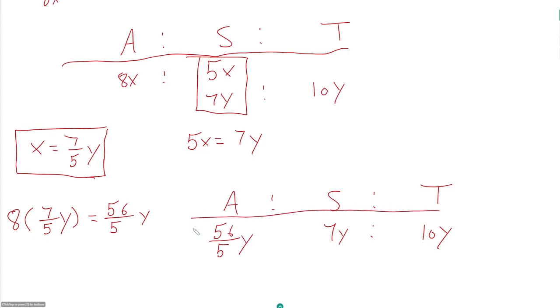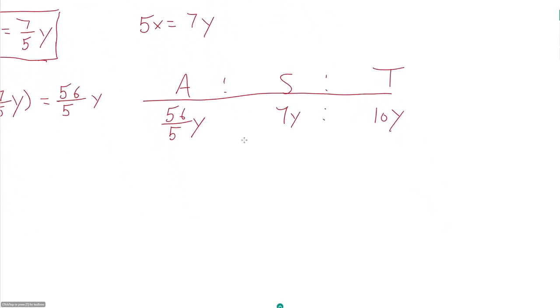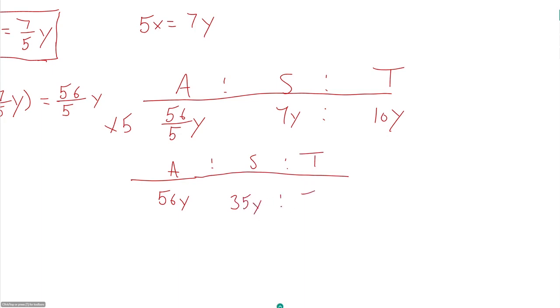And then the very last thing I might do is I would prefer to have all integer coefficients for my ratio, because all that matters is I keep these things in the same ratio. So I can manipulate these however I want, as long as I do the same thing to each of my values. So I'm just going to multiply this whole thing by 5. So Alvin is 56y. Simon is 7 times 5, or 35y. Theodore is 50y.